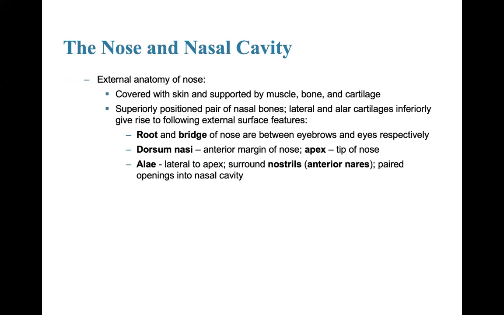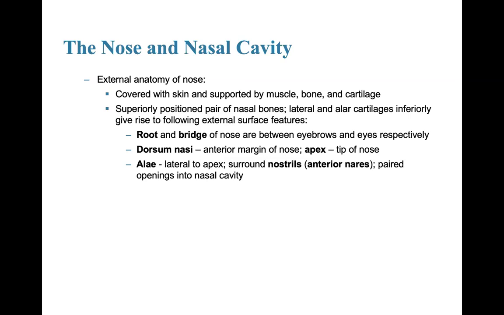Now, looking at the external anatomy of the nose, it is covered with skin that is supported by muscle, bone, and cartilage. Pretty much most of the nose that you see on the surface of your face is cartilage. It has a superiorly positioned pair of nasal bones, and lateral cartilages inferiorly will give rise to the external surface features.